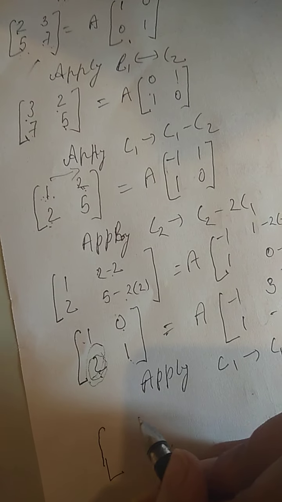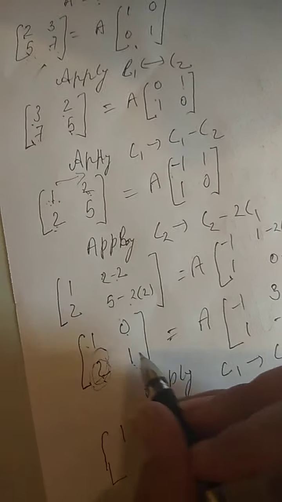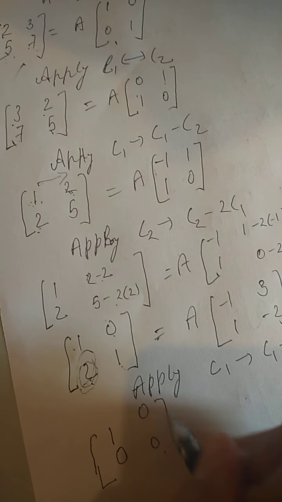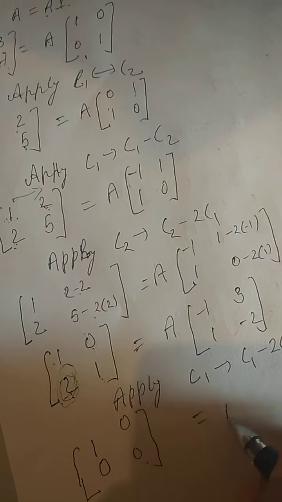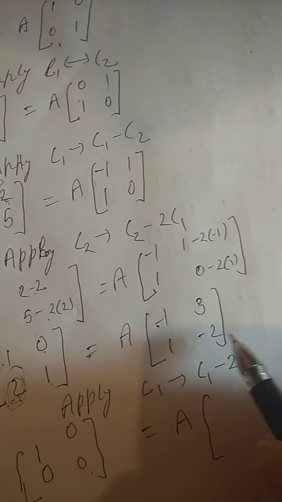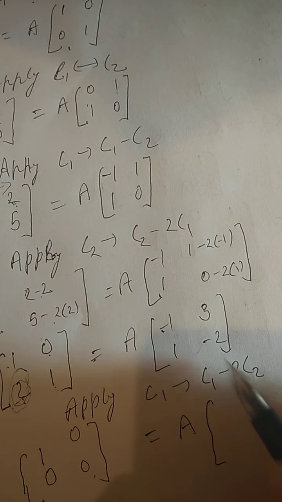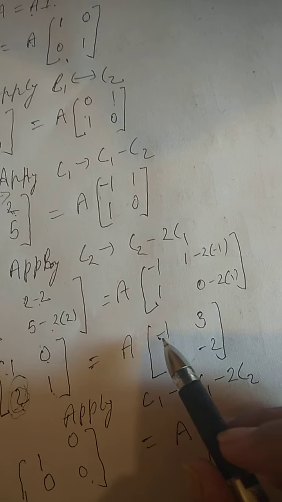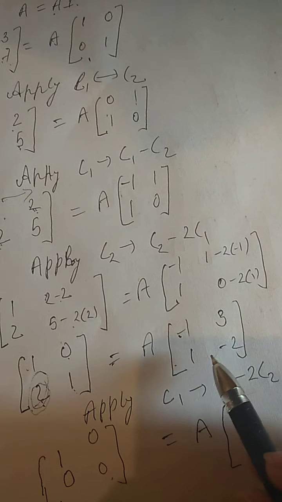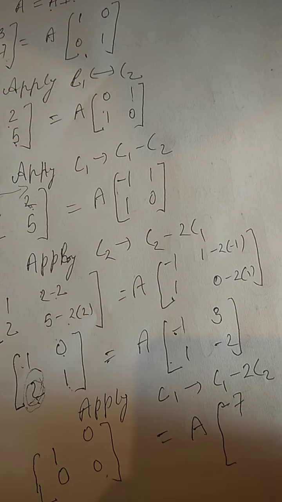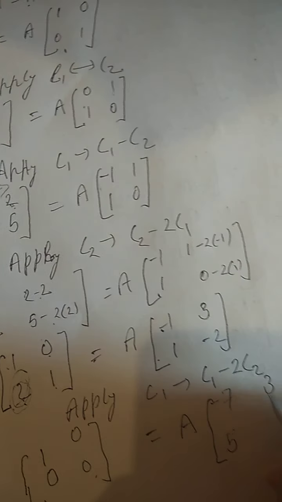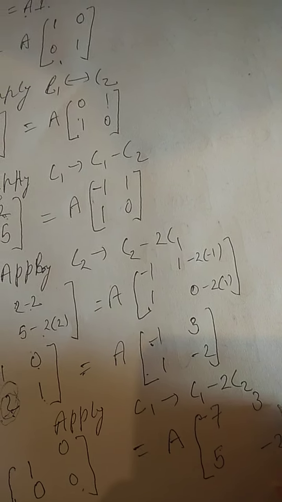we will get here 1 minus 0, it will be 1 only. 2 minus 0, we will make it 0. This is 0, this is 1, this is your LHS. On the RHS, we will get minus 1 minus 2 times C2. So minus 2 into 3 is minus 6. Minus 1 minus 6 will make it minus 7. 1 minus 2 times of minus 2, so it will become 5. And this is 3 and this is minus 2.